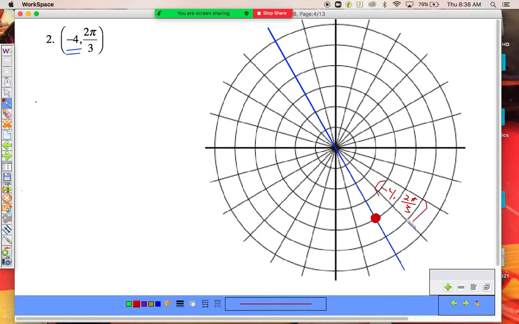A positive distance, you're going to go out onto that angle that you rotated to. A negative distance, you're going to go backwards away from that angle. So if the angle we want is in the 2nd quadrant, I'm going to walk backwards into the 4th. If the angle I want is in the 3rd quadrant, I'm going to walk backwards into the 1st. Negative distance, walk backwards on that line. A positive distance, walk forward onto that angle.